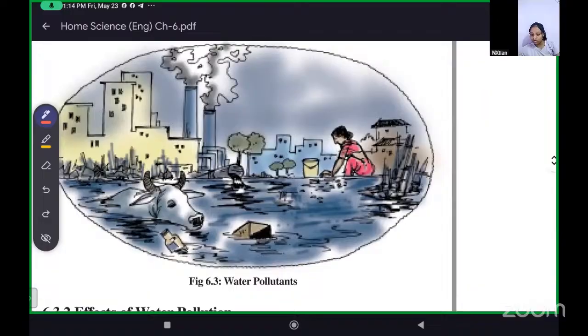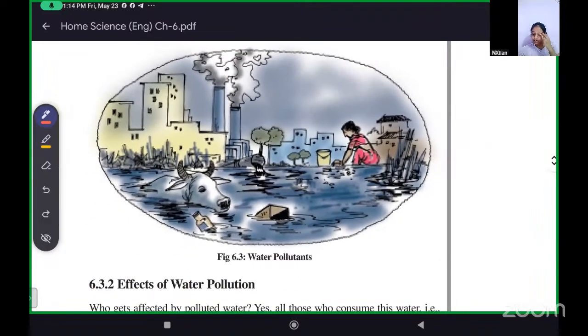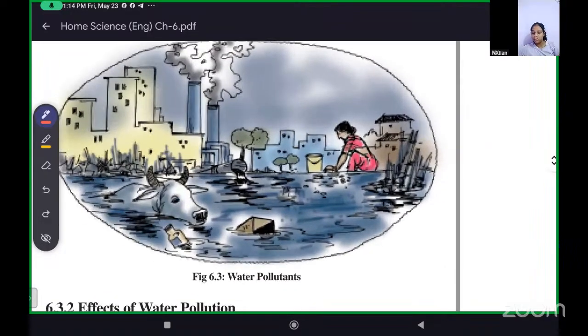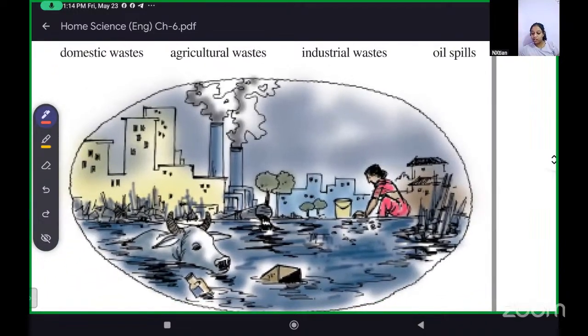This is water pollutants. An image of water pollutants. A woman there is washing clothes. A cow there is bathing in the water. The factory has a pipe that is running directly into the water. Washing of clothes, bathing of the animal. Then there is garbage also that people have thrown directly into the water. All of these are the pollutants of water. Pollutants means those things that pollute the water.